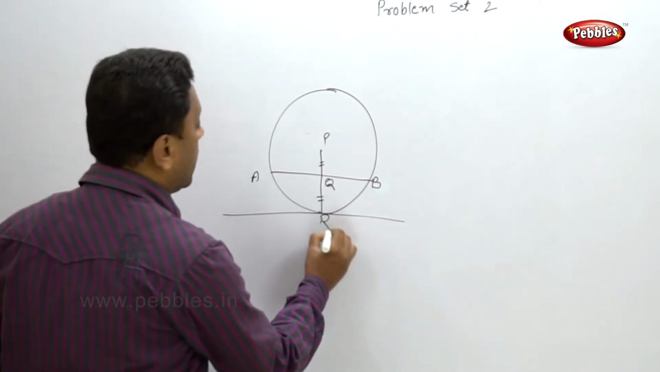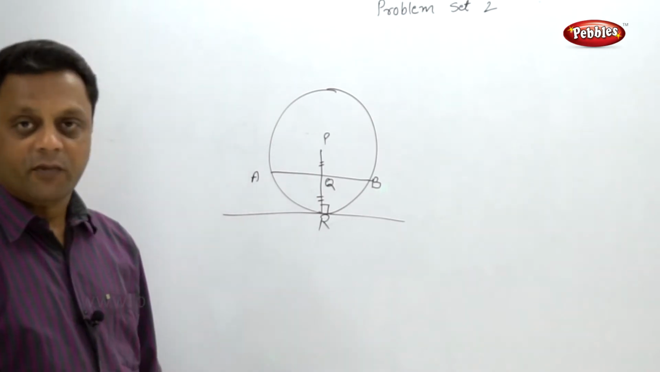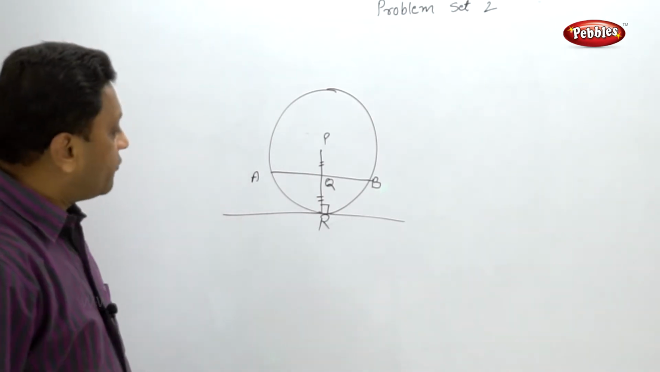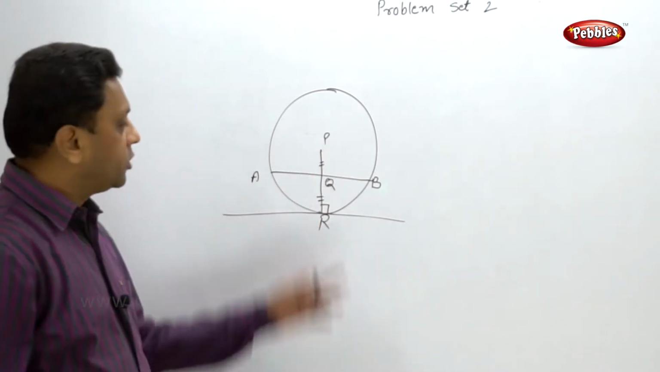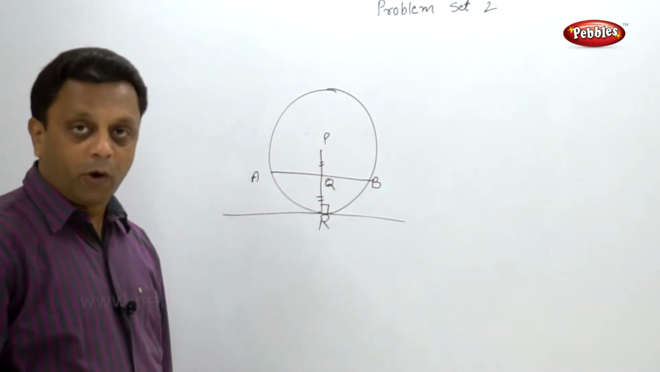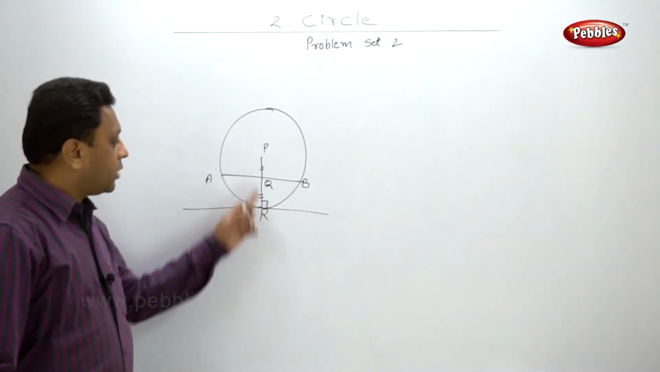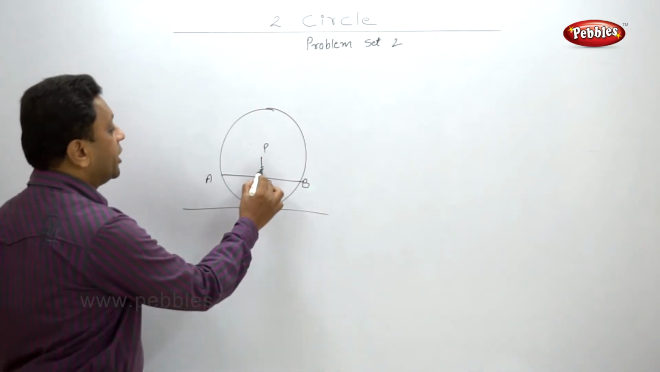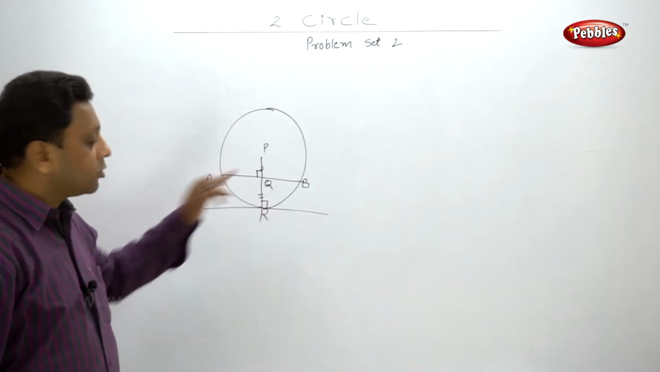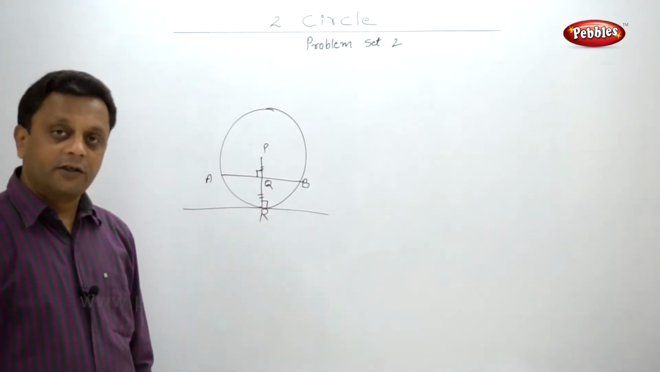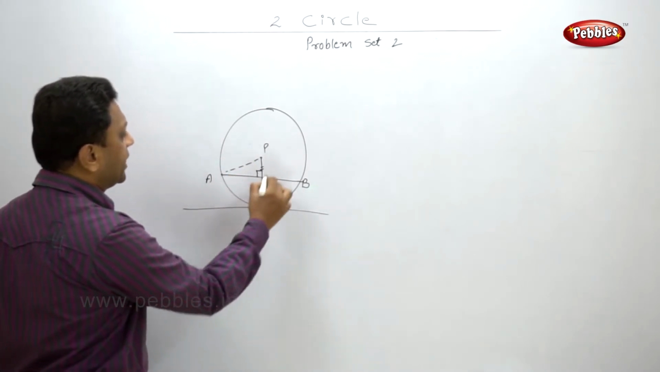If this is point R, and this is the tangent, then this must be a right angle. Correct? What else can we find out? They have already given that PQ and QR are equal because it is intersecting at the midpoint. Now they have given AB is parallel to the tangent at R. If these two lines are parallel, then the corresponding angles are congruent. That means this is also 90 degrees.